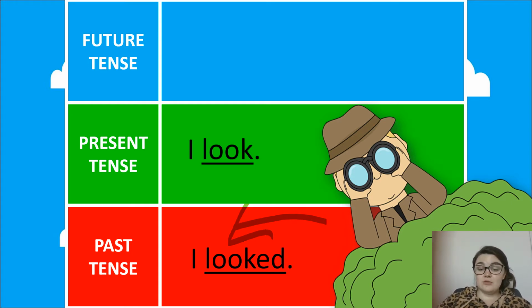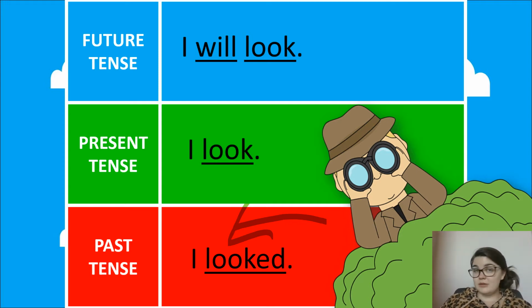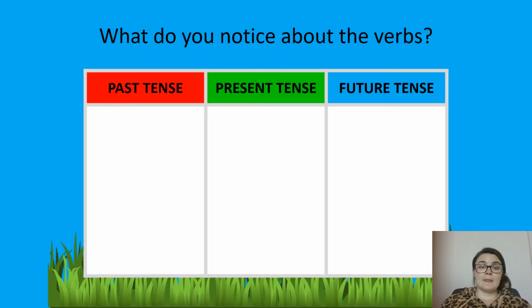And in the future tense, I will say, I will look. That's like if you tell someone that you promise you will help them look for their lost teddy bear. You can't look right now, but you will in a later time. That's the future tense. What do you notice about the verbs?